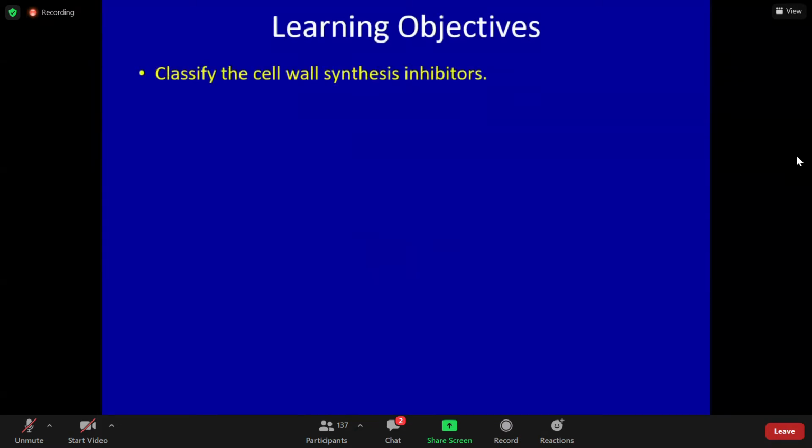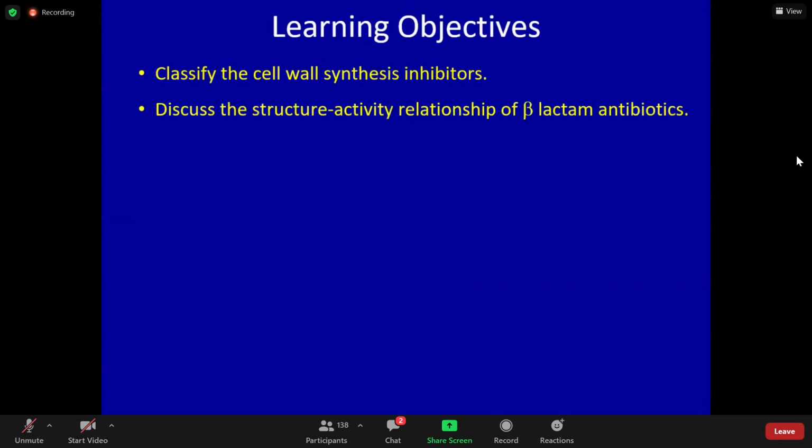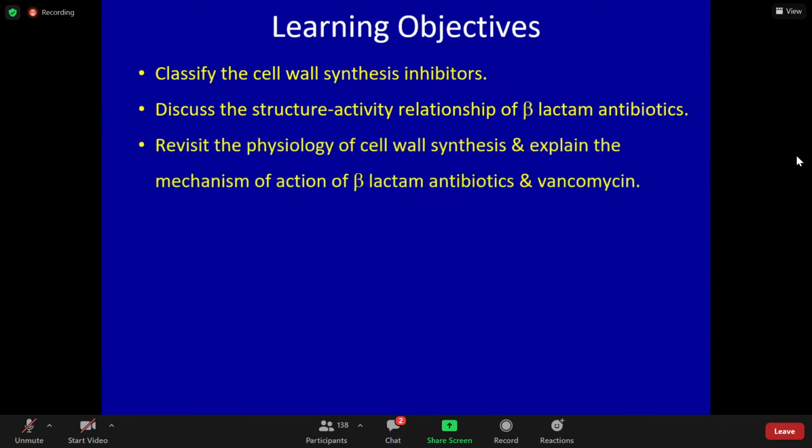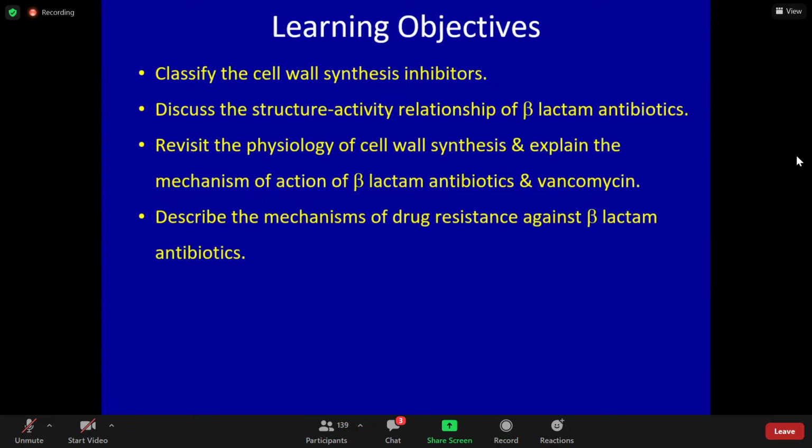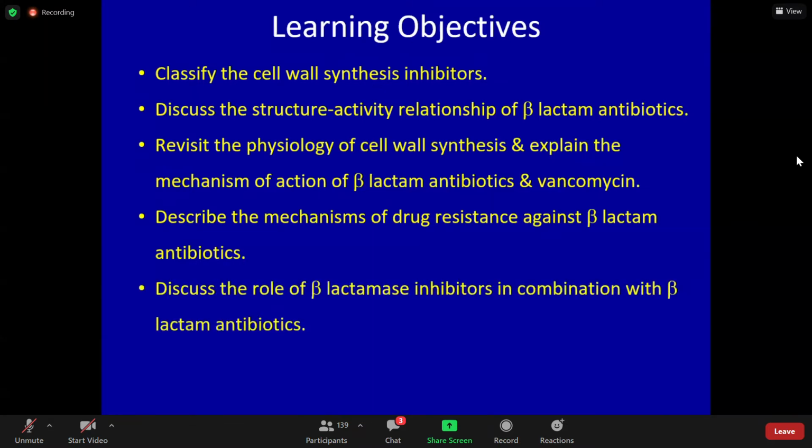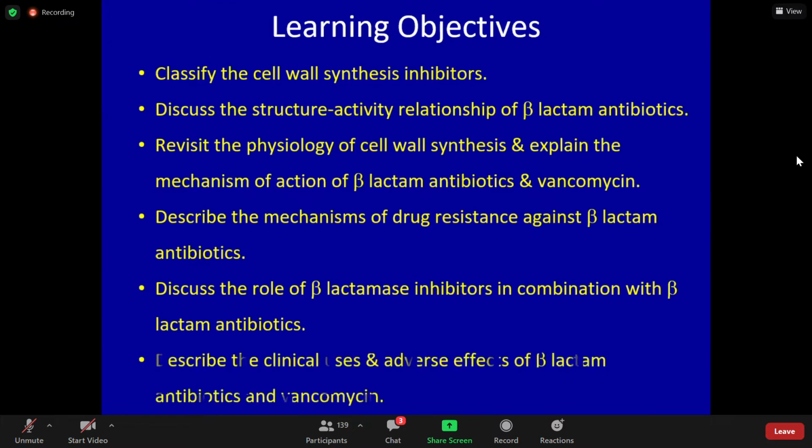Today we will discuss the cell wall synthesis inhibitors, their classification, and the structure activity relationship of beta-lactam antibiotics. We'll discuss one by one. Someone from microbiology, I'm sure, must have told you by now the structure of the cell wall, especially the peptidoglycan, isn't it? Now we will build on that information in the context of antibiotics, mechanisms of drug resistance against beta-lactam antibiotics and beta-lactamase inhibitors, and then clinical uses and adverse effects of beta-lactam antibiotics and vancomycin.